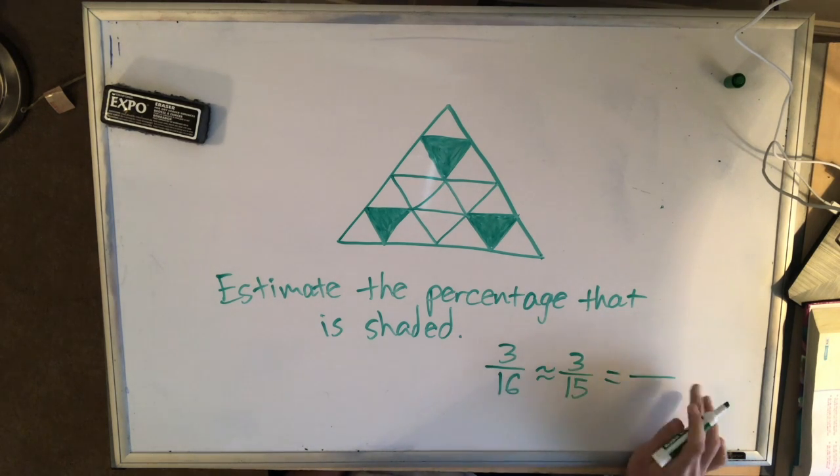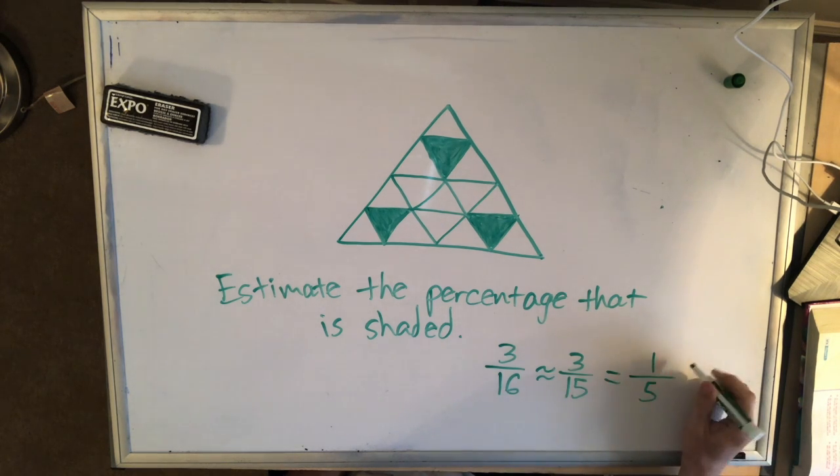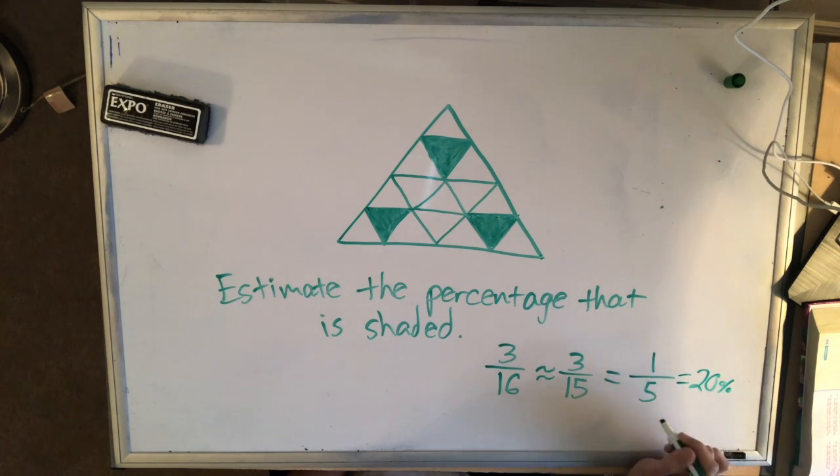So 3/15 simplifies to 1/5 if you divide both the top and bottom by 5. And 1/5, if you look at the table, is 20%. Or you can work it out, 1 divided by 5 is 0.2, which is 0.20, which is 20%.